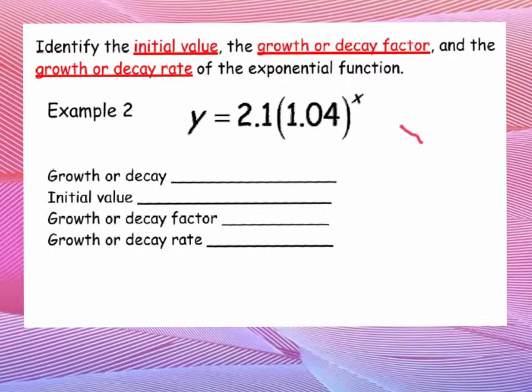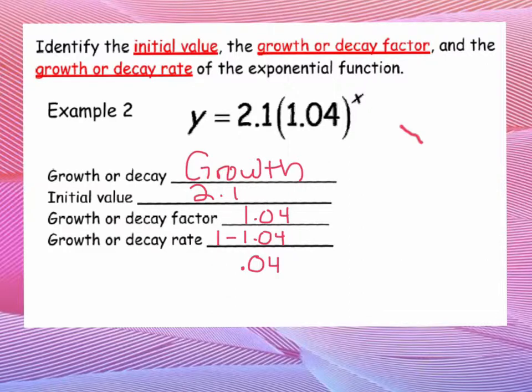Okay, go ahead and see if you can get the correct answer for this problem. Identify if it's growth or decay, give the initial value, the growth or decay factor, and the growth or decay rate. You don't need to write down the instructions a second time, but definitely you want to write down the example function. Okay, here are the solutions.